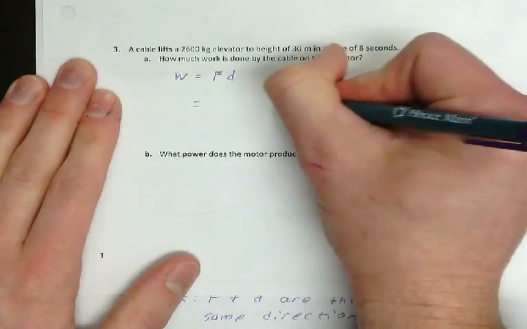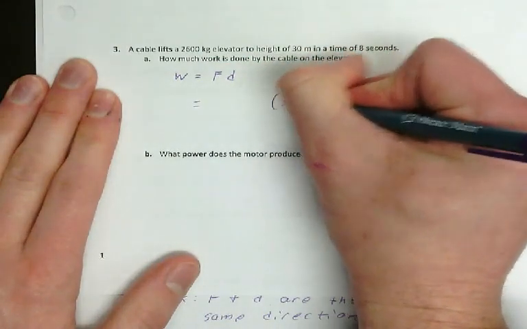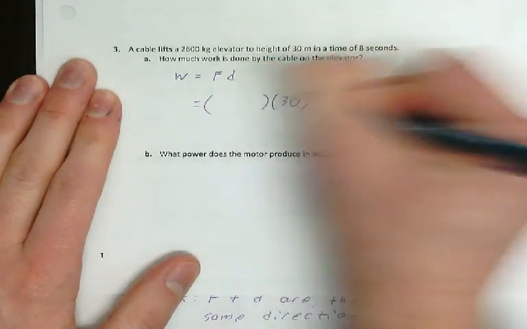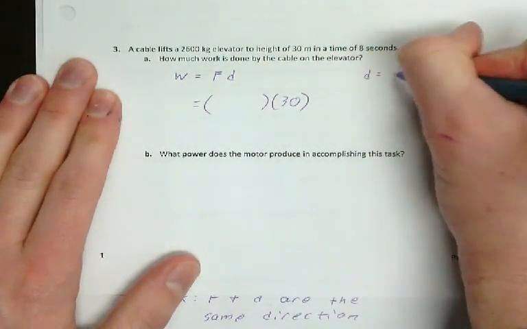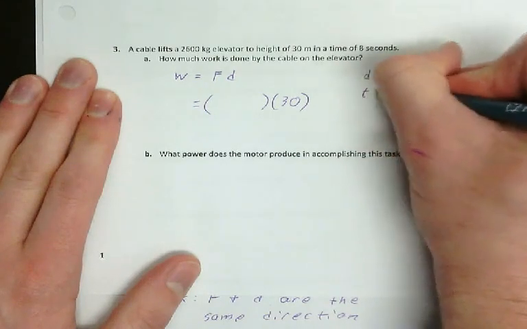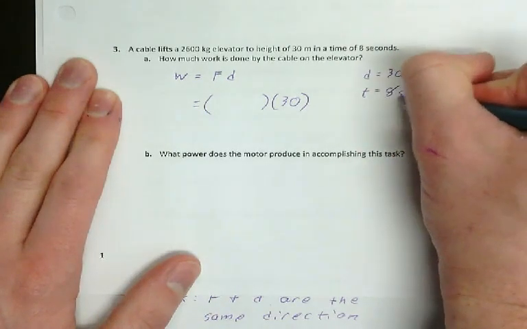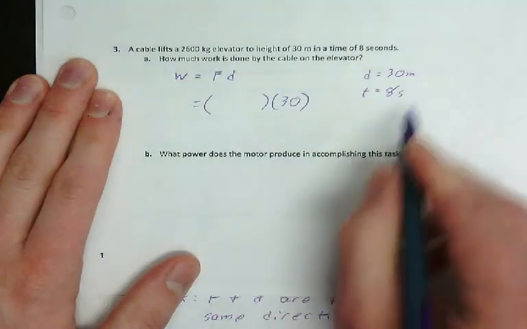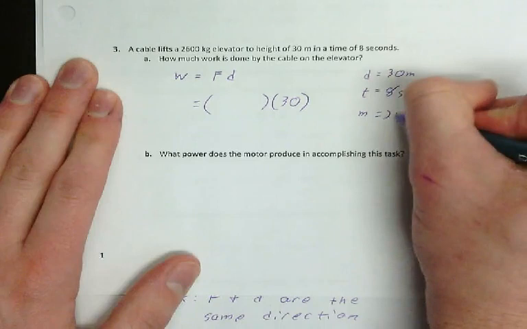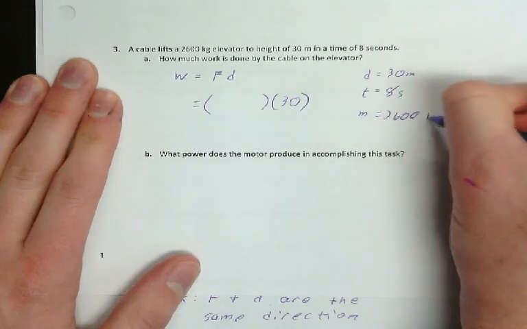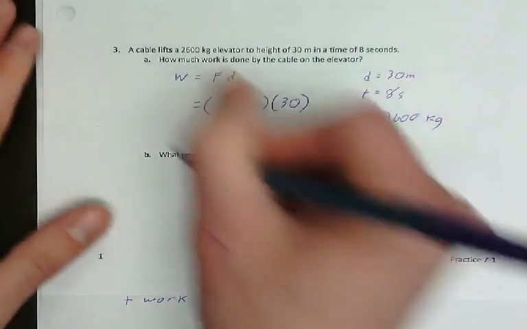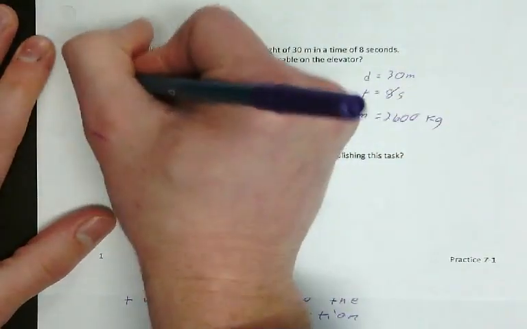And I know what the distance is. The distance is 30 meters. But I'm not given the force. I'm given distance, which is 30 meters. I'm given time, which is 8 seconds. And I'm given a mass, which is 2,600. So I need to see if I can figure this out. I need to know what the lift force is.